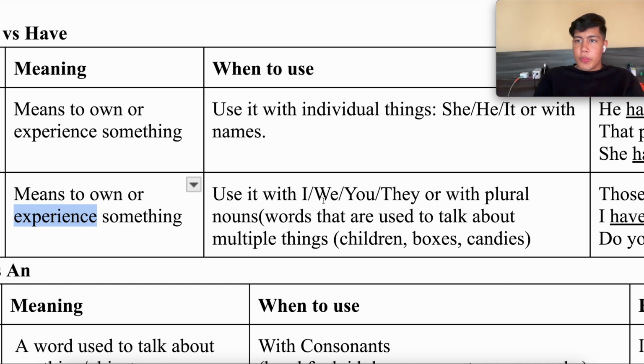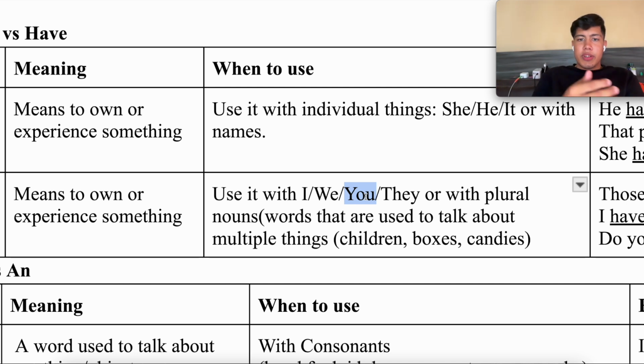We is part of the group. You are part of the group. It refers to yourself. So you say, we have spirit, or we have matching t-shirts, for example. You. I know this one's weird because when we talk about individual things, that's one thing. Why wouldn't you use has? That's a good question.